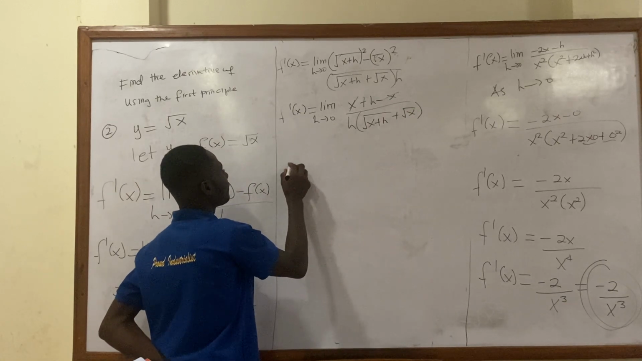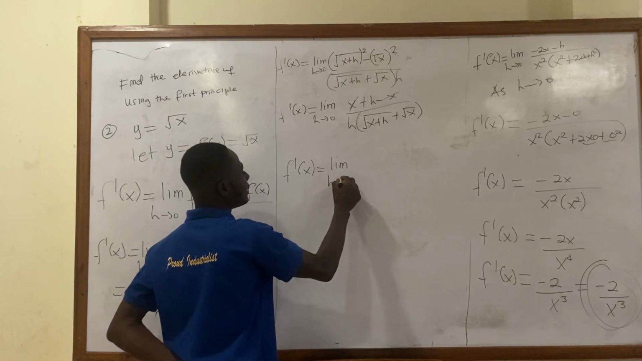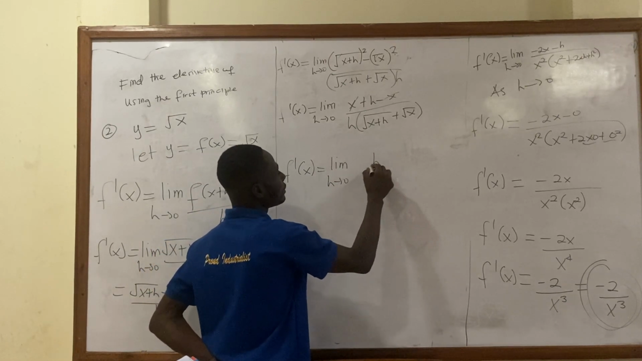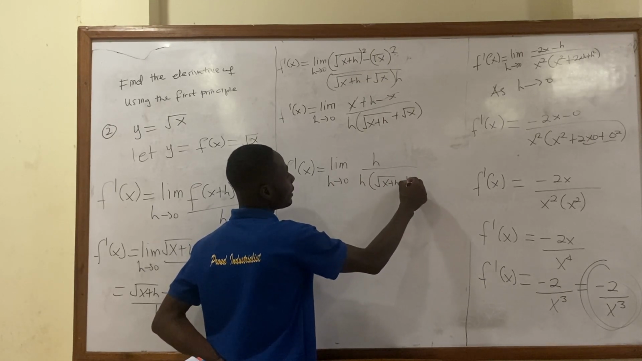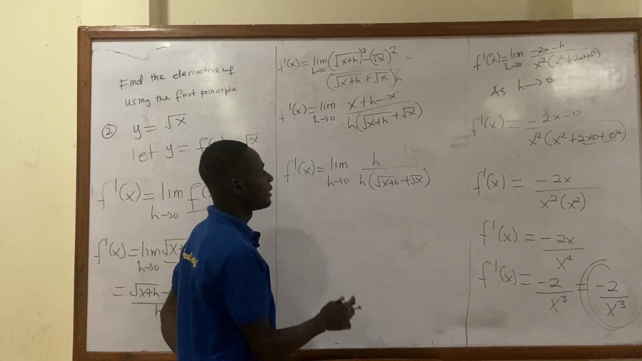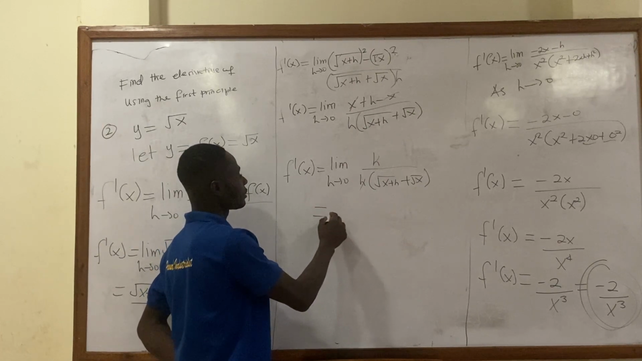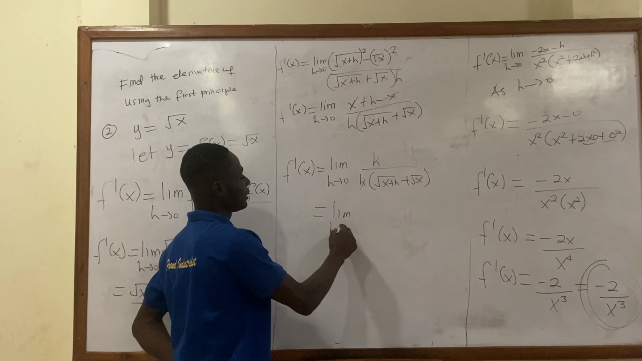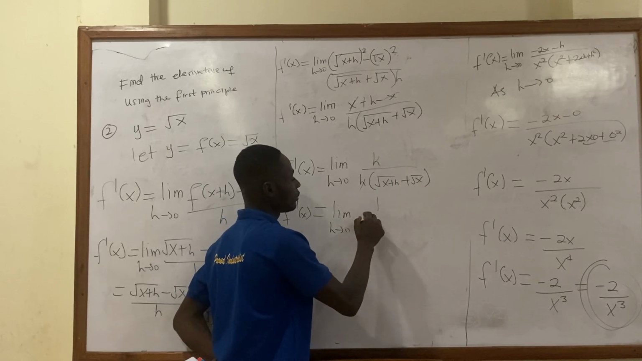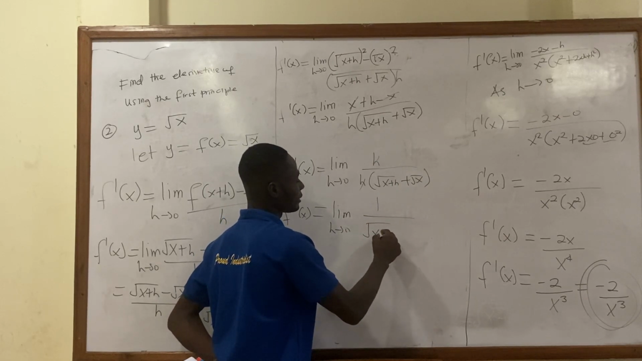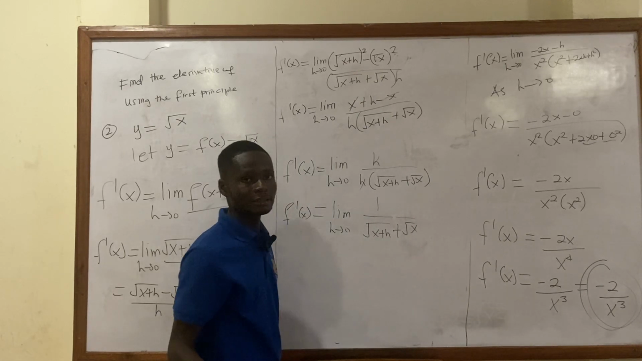All right? So we have first principle or first derivative as h approaches 0, h over h into root of x plus h plus root of x. All right? From here, you can see clearly that h will take off h, as h approaches 0. All right? Now we have 1 over root of x plus h plus root of x.